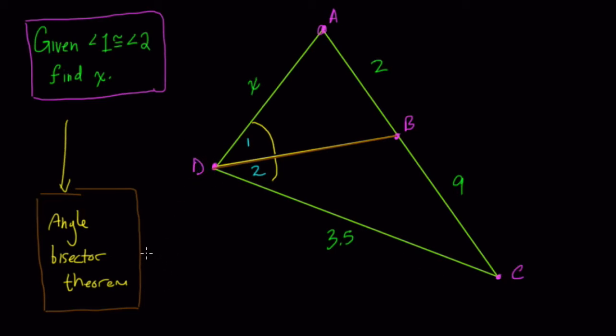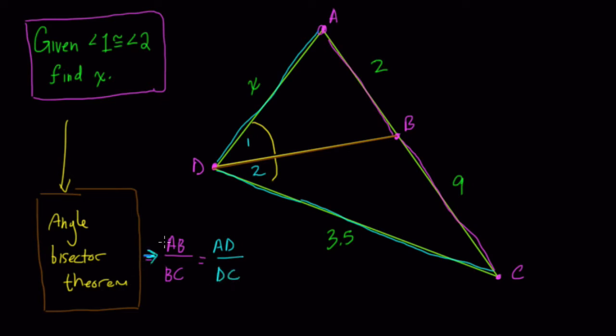So the angle bisector theorem would say what? Well, the ratio of AB, this side right here, over this other side here, BC, is going to be equal to the ratio of AD, which is right here, over DC right here. That's it. Now there are variations of this theorem that involve sine, but we're not going to use that here. We don't need to. We're going to use these ratios to solve for x.